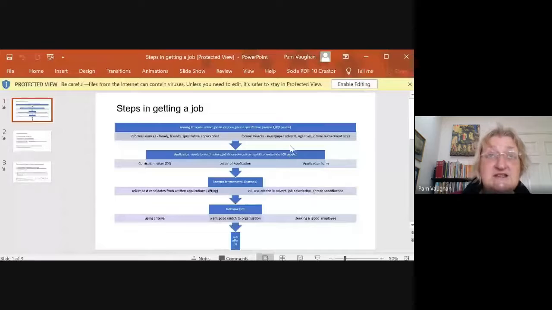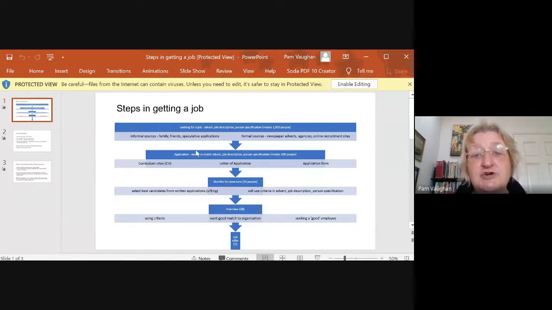You could use it as a PowerPoint, or actually quite powerfully, you could draw it on the board and explain it as you go through. So, steps in getting a job, and obviously this is a very formal process. Not everybody goes through all of these steps, but it illustrates the general process. So the first stage is looking for a job, which is something we cover later on in the course.